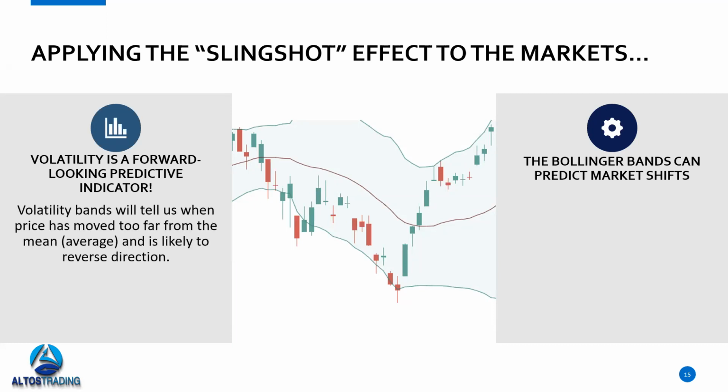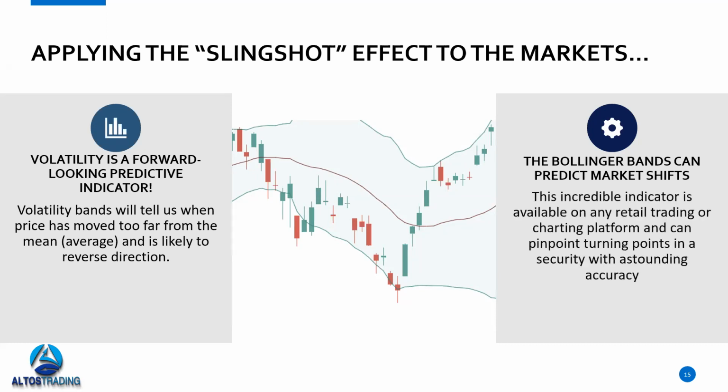We're going to be using the Bollinger Bands. These are volatility bands, and they tell us when prices move too far from an average or the mean and is likely to reverse direction, right? And the Bollinger Bands, which I'll walk you through and explain how we use them, because it's different than probably how most people use them.